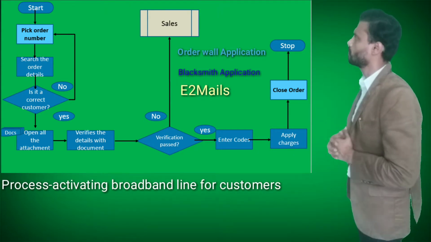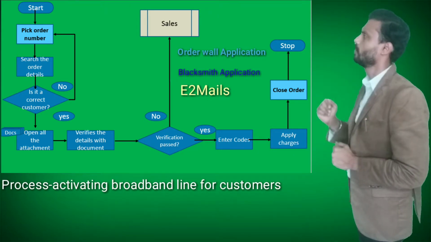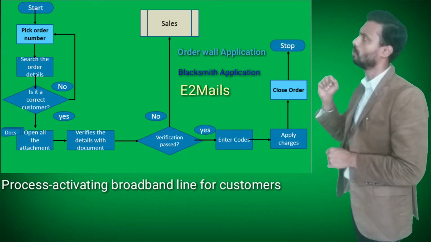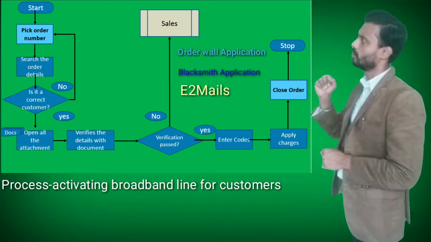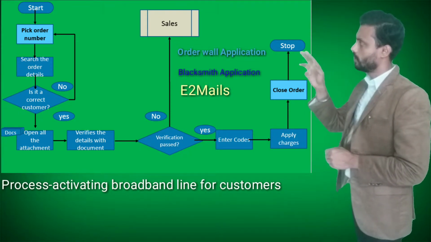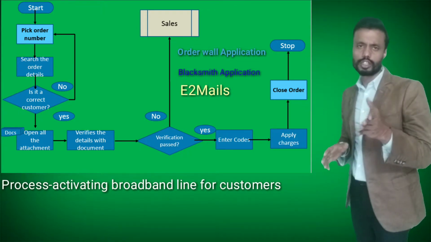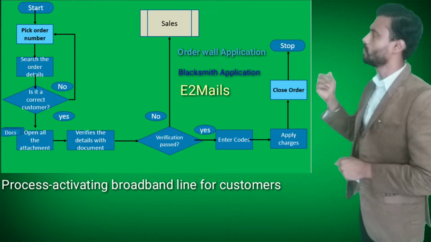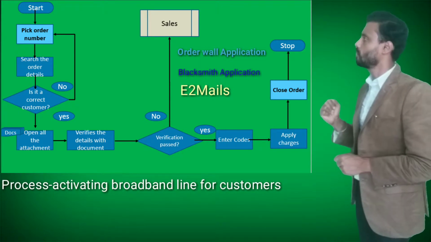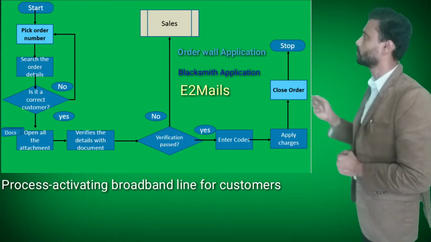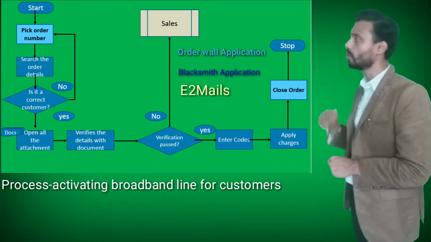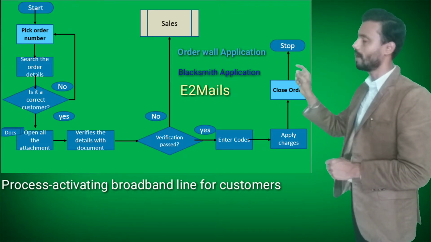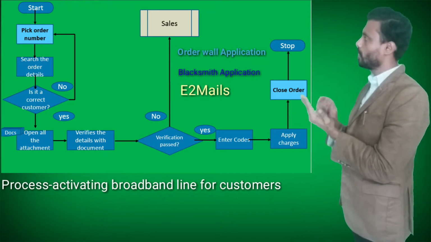It's a fairly simple process from the telecom industry. The agent picks up the order on the wall application, and then the dark blue application is a blacksmith, your mainframe application. Once he picks up the order, he checks the order details. Then he searches the order. He picks the order number from the order application, the order wall, and then puts it in.